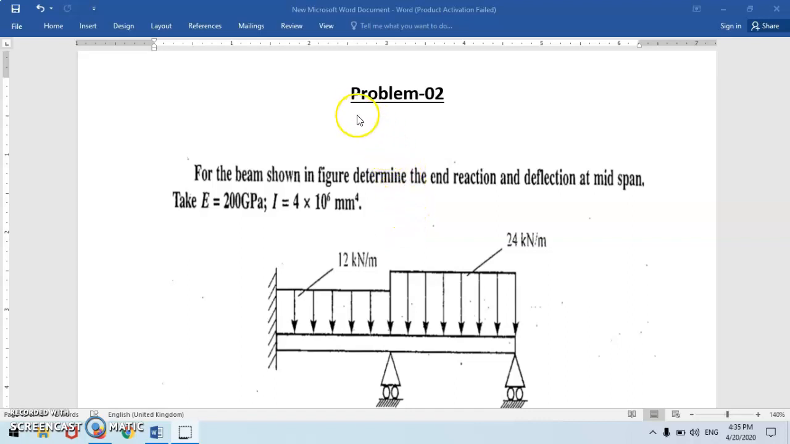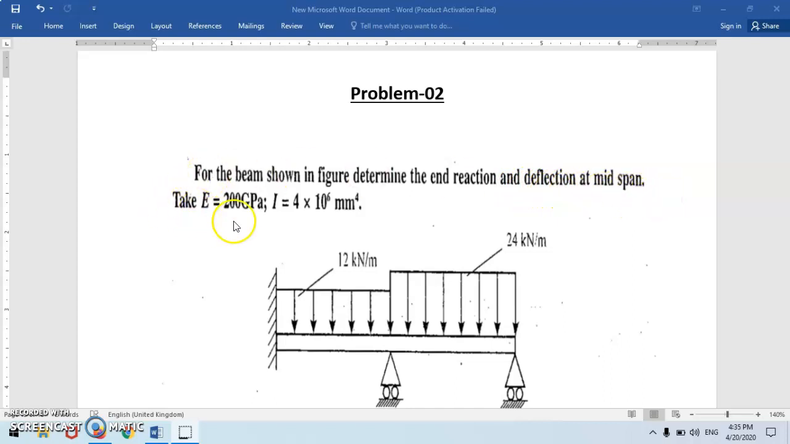Hello everyone. So today we'll be going through problem number 2 on beams. The second problem says that there is a beam as shown in the figure. For this beam you need to find the end reactions and deflection at midspan. So what is asked is the end reactions and deflection at midspan.